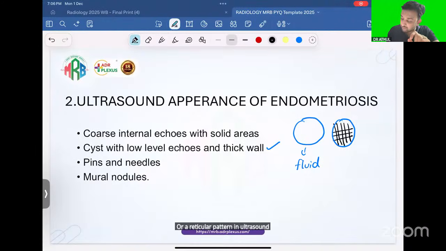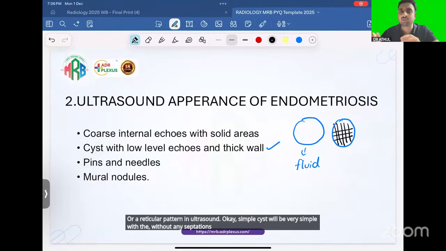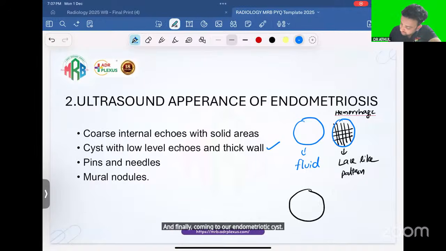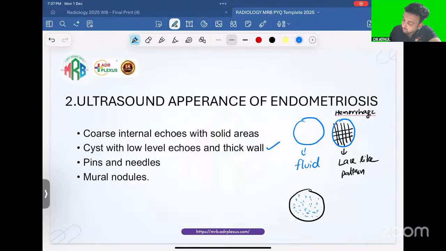Okay, simple cyst will be very simple without any septations. No mural nodules or no pins and needles, nothing will be there in simple cyst. But in hemorrhagic cyst, please write, in hemorrhagic cyst, there will be lace-like pattern or reticular pattern. And finally, coming to our endometriotic cyst, usually endometriotic cyst will be having lower level internal echoes.